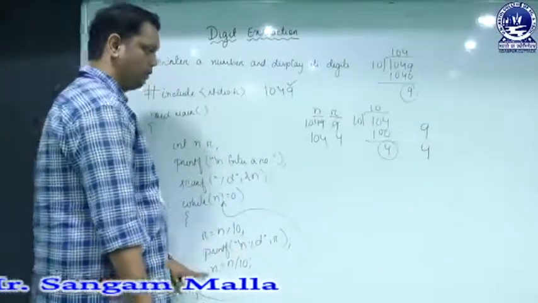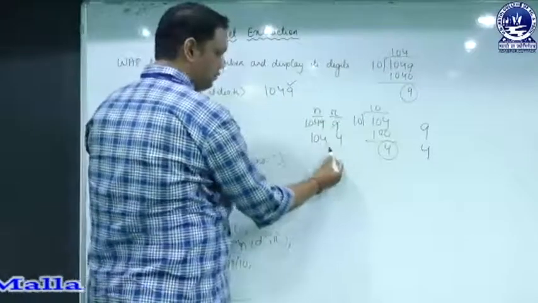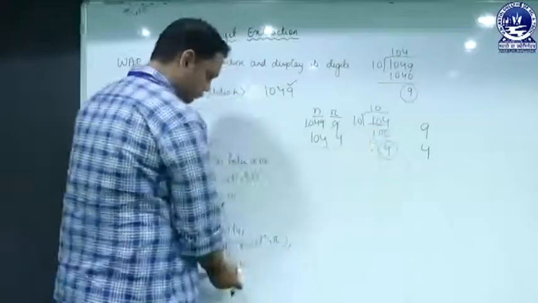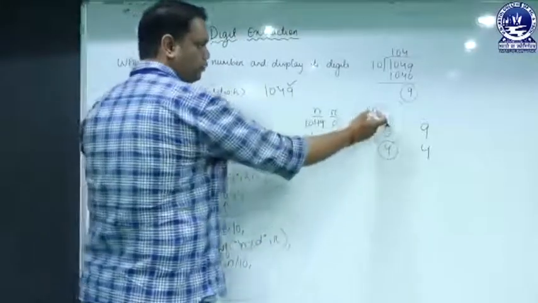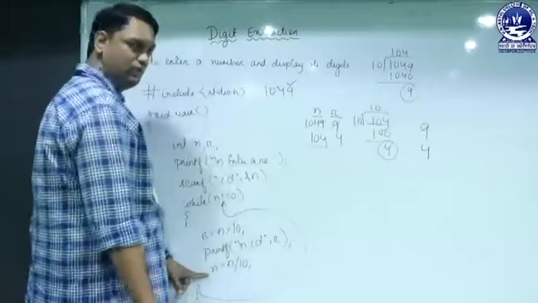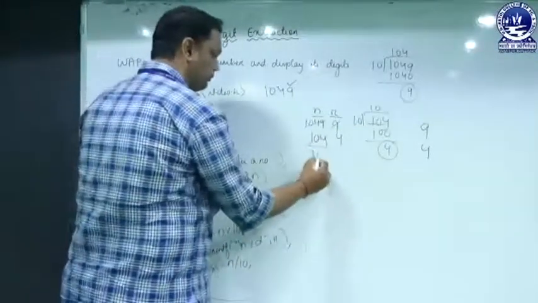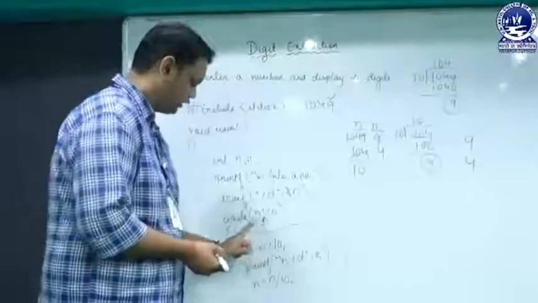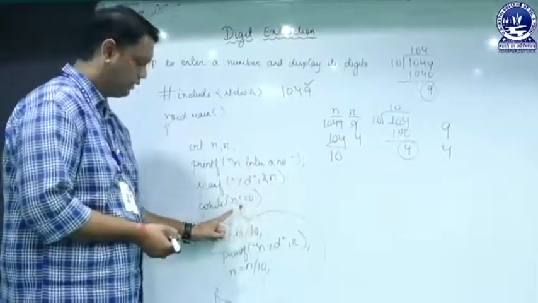Next, n equal to n by 10. So n is having 104. So 104 will be divided by 10. But as we have used the division operator, it will return the quotient, that is 10. So 10 will be stored in n. So 10 is not equal to 0. Yes, true, 10 is not equal to 0.